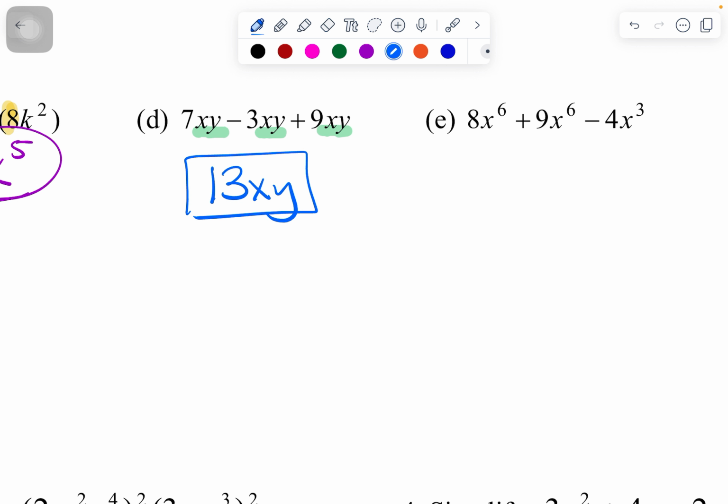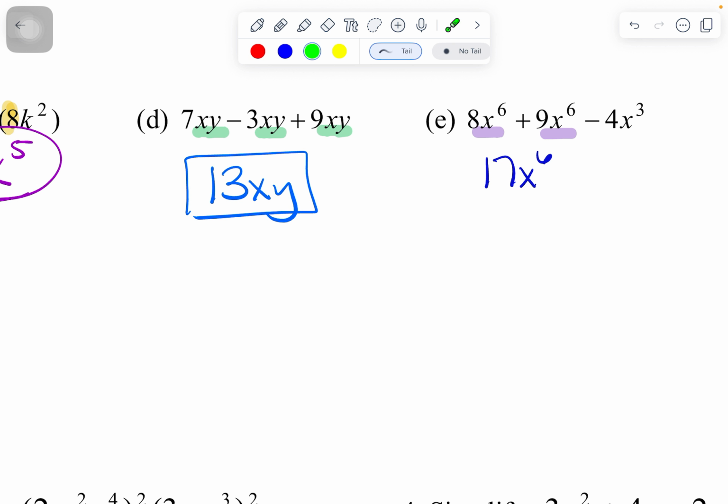So all of those were like terms that you could combine. Part E, let's see what we got here. We've got x to the 6th, x to the 6th. That is not an x to the 6th. So you can only combine the x to the 6th terms. Let's see, 8 plus 9 makes 17x to the 6th.